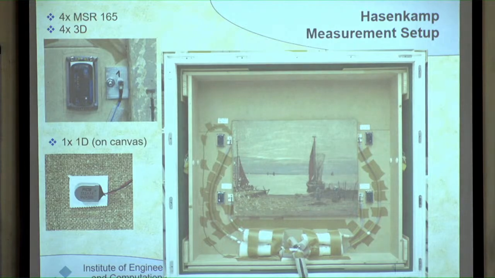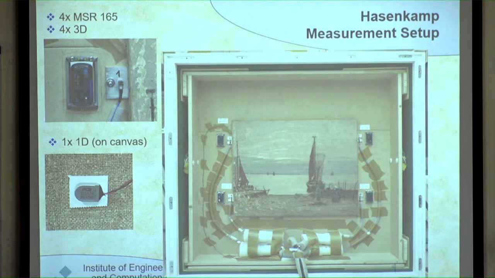Then another problem arises. Usually, you can only attach something to the frame because the canvas, the painting, is valuable. You cannot attach anything there. As I told you, we are not even allowed to touch the painting. And so here, you can only get the frame motion, but you do not know what is happening on the canvas. Is this the same motion as for the frame or not? And it's very different, as it turned out. And if we use a painting which has no artistic value, like this one here, then we can even see a little bit what's going on on the canvas.